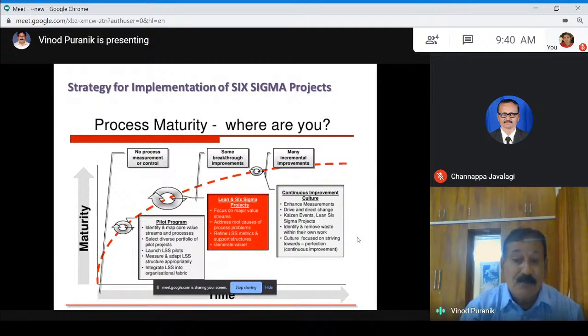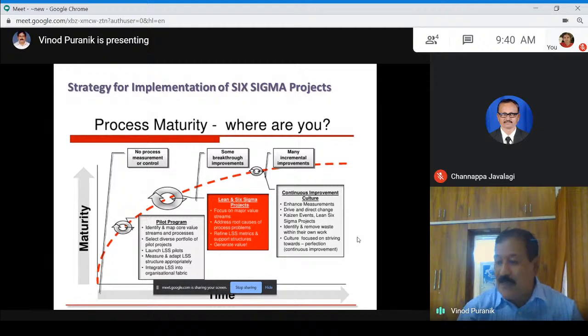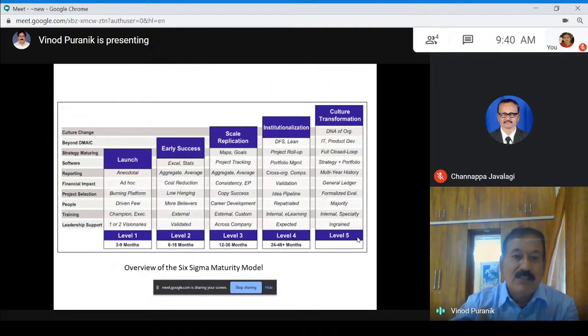So I have to enhance the measurements. We have to drive and direct change. Of course, Kaizen, where continuous improvement is there. We have to identify the things. What is more important is we have to develop the culture, and we have to communicate the progress to the Six Sigma teams and to the broader community within their companies, and garner support for the continuous improvement efforts. That's very, very important. That's the process maturity of Six Sigma projects. That should be our strategy activities. Whenever you want to start, we should have the strategy for that.